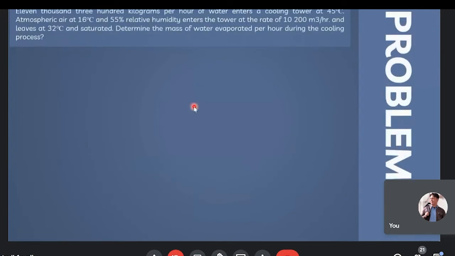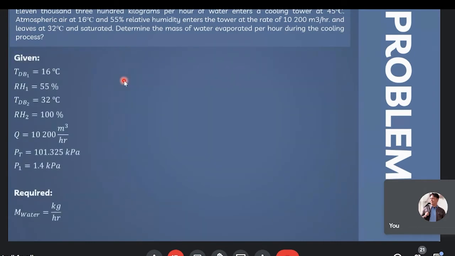So for problem number 3, 11,300 kilograms per hour of water enters a cooling tower at 45 degrees Celsius. Atmospheric air at 16 degrees Celsius and 50% relative humidity enters the tower at the rate of 10,200 cubic meters per hour and leaves at 32 degrees Celsius and saturated. So determine the mass of water evaporated per hour during the cooling process. So ito yung given natin. Ito yung required na hinahanap, yung mass ng water in kilograms per hour.